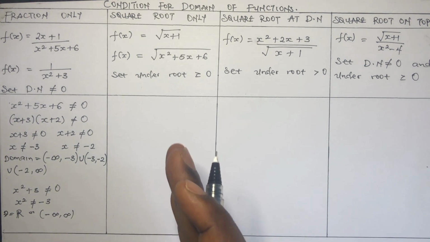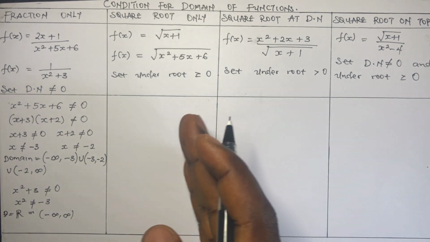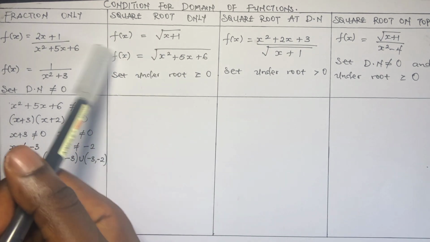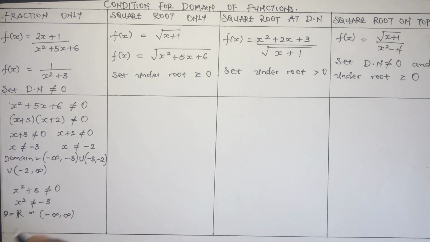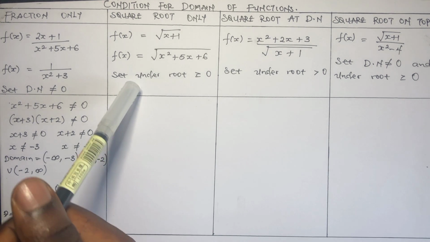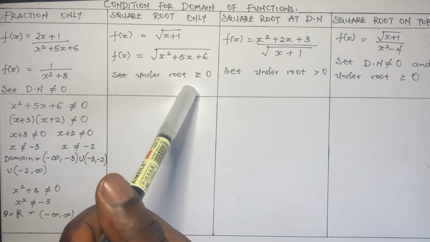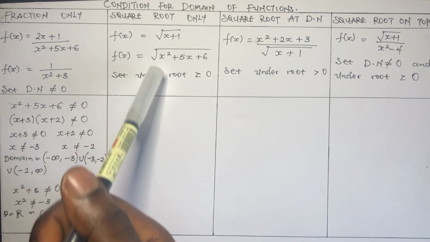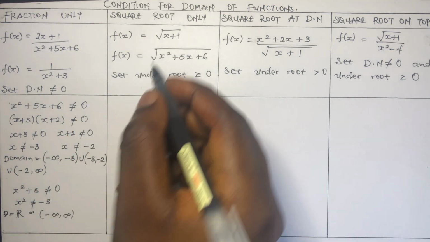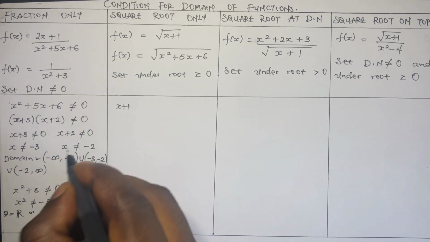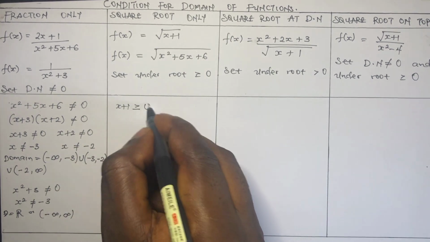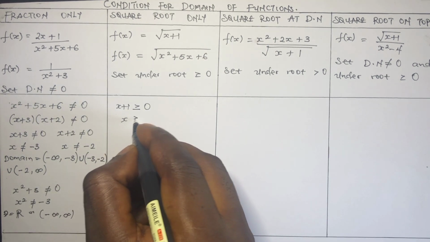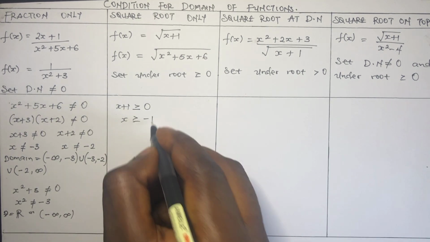So let's look into the domain of functions where we have roots. We have root of x plus 1 for this first function, and the condition is that we set everything under the root greater than or equal to 0. For the first function, x plus 1 should be greater than or equal to 0. When we subtract 1 from both sides, we have that x should be greater than or equal to negative 1.